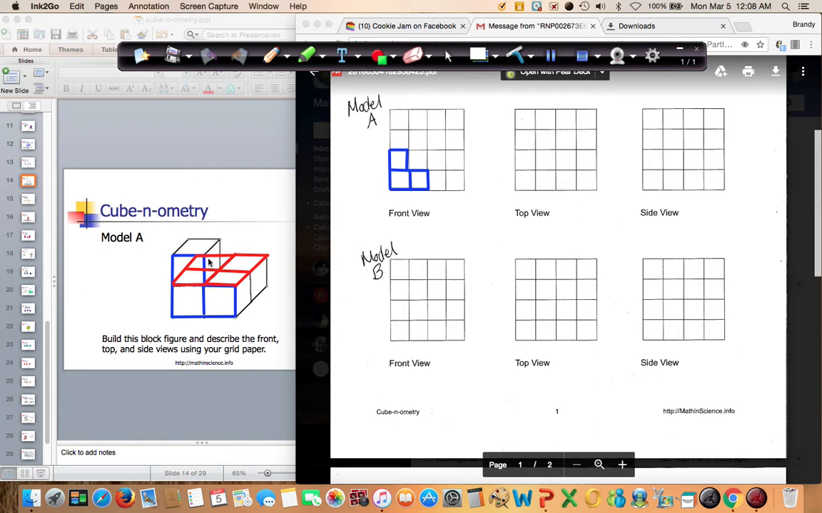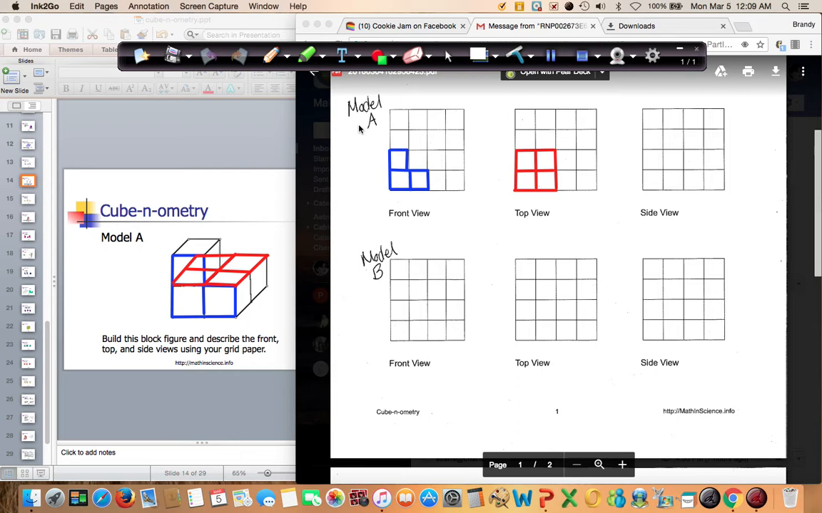I wouldn't know that this block up here is any higher. It would still just look like that. So when I come over here for my top view, it's just a nice square. It's a 4x4 because I don't know that there's an extra piece up here because I'm looking at it from the top. So I have my 4 pieces.